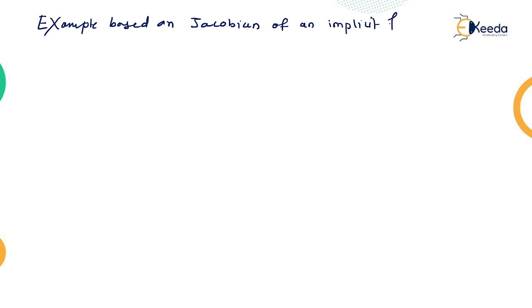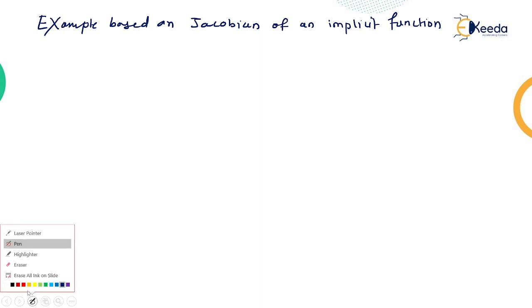So let me start an example based on the Jacobian of an implicit function, right? So I am writing here: example based on Jacobian of an implicit function, right? So let's see, we are going to start here.